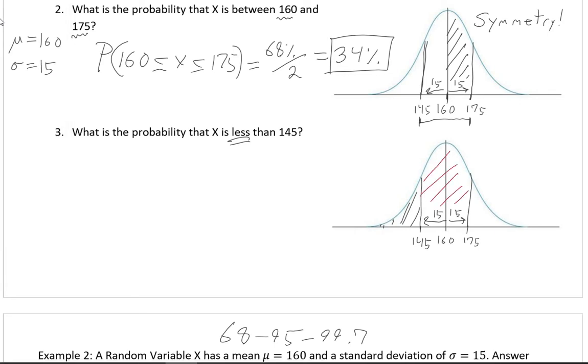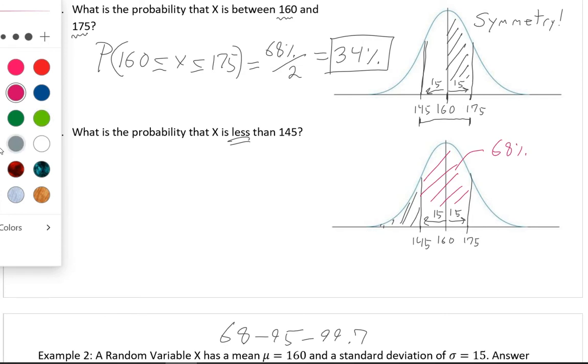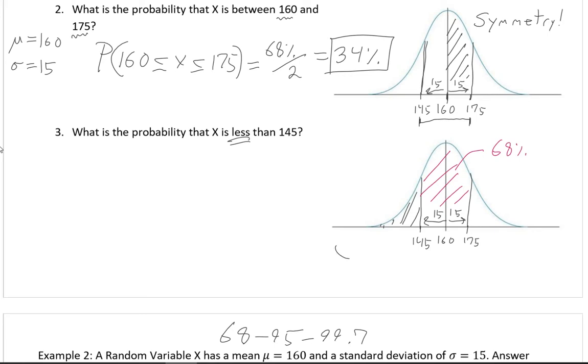Okay. This region here represents 68% of the data. And we also know something else: the entire curve has an area of 1, or 100%. So this entire curve is 100%. Therefore, I can find the area of these two tails that I have shaded in black by taking 68 away from 100%.